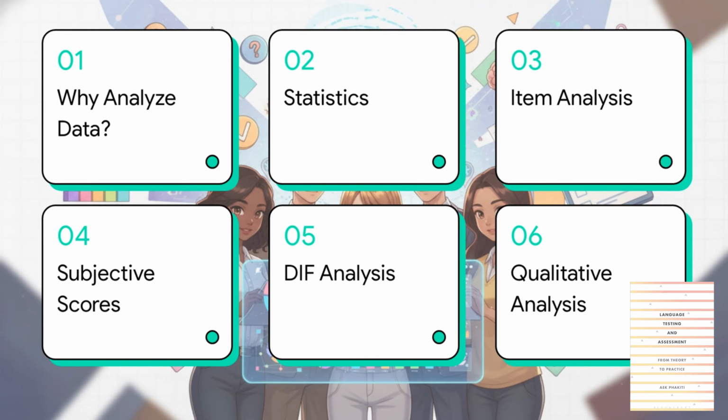All right, here's our quick roadmap for the explainer today. We're going to cover: 1. Why analyze assessment data. 2. Making sense of statistics. 3. Item analysis for better tests. 4. Reliability of subjective scores. 5. Differential item functioning, or DIF. And finally, 6. The value of qualitative analysis. Let's just jump right in.